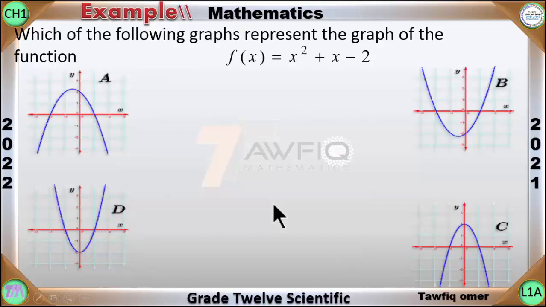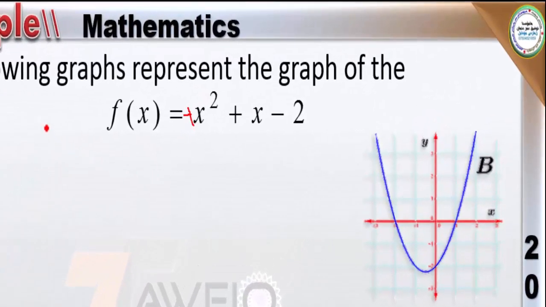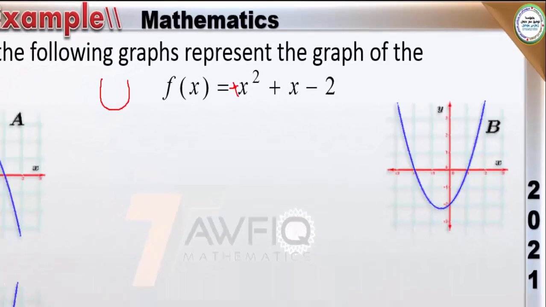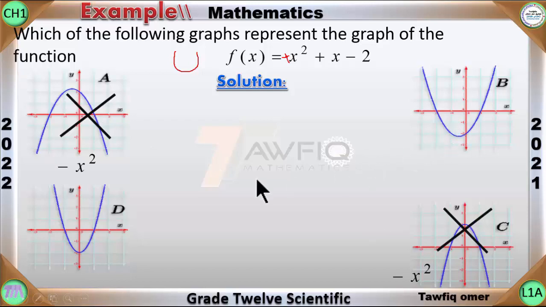And now we have an example with options. Which of the following graphs represents the graph of the function f(x) equals x squared plus x minus 2? We have the sign of the x squared here is positive. That means the graph will open upward. That means A and C are not the graph of the function. And now we must know which one, D or B, is the graph of the function.